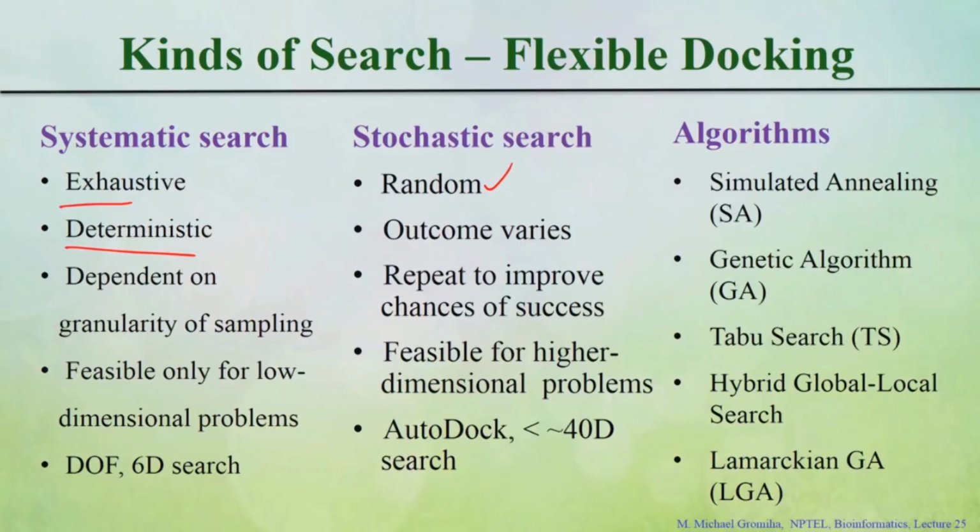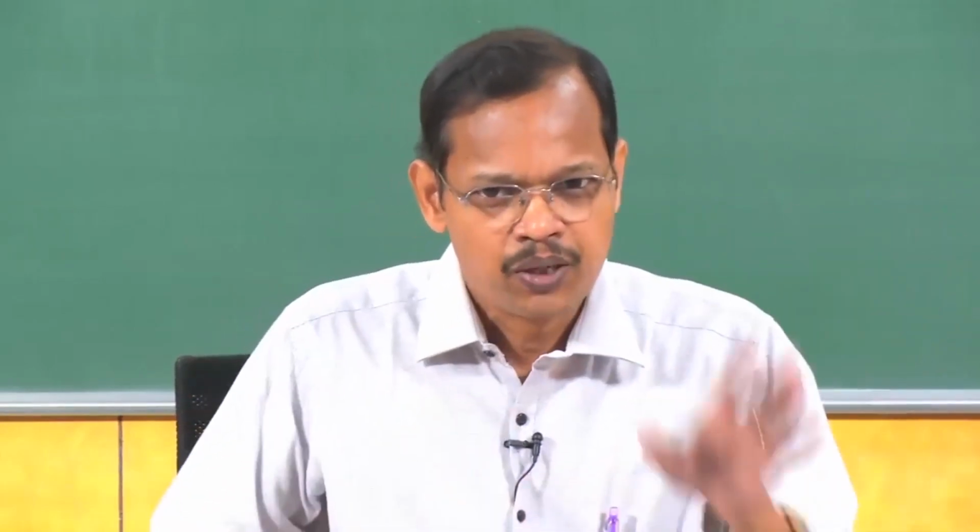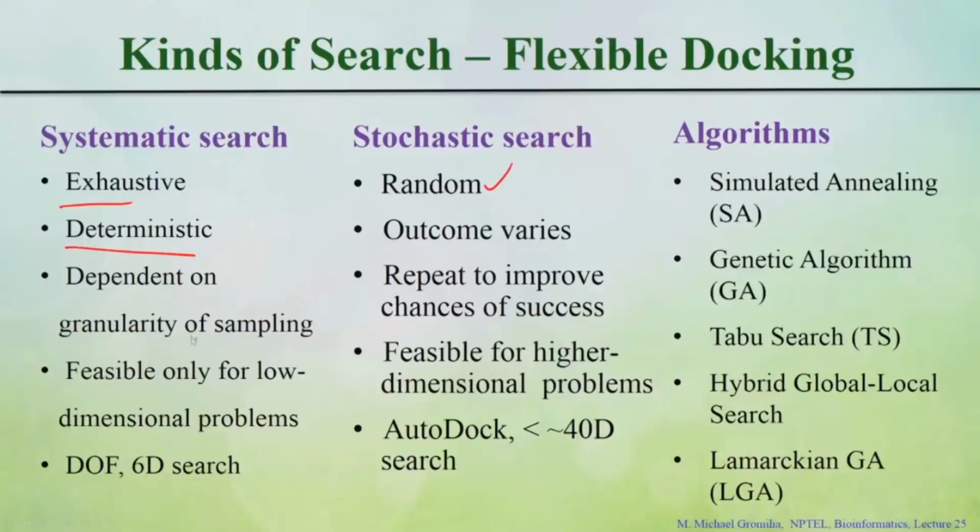It is also feasible for higher dimension problems. If you have several rotations, it is possible to map different conformations in the case of stochastic search. So what are the differences between systematic search and stochastic search? Stochastic is random, while systematic is exhaustive. With systematic search we can get the exact pose the ligand prefers to bind, but in the case of stochastic search the outcome will change. The systematic search depends on the granularity of sampling, that is, what angle you require to change.